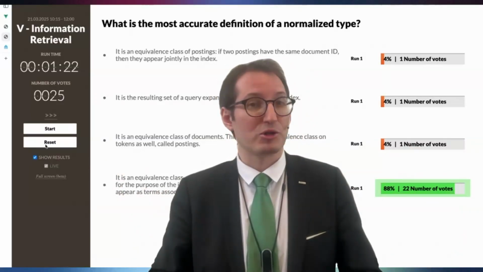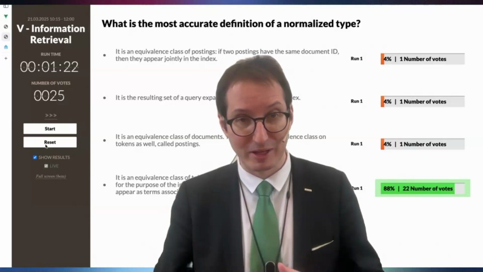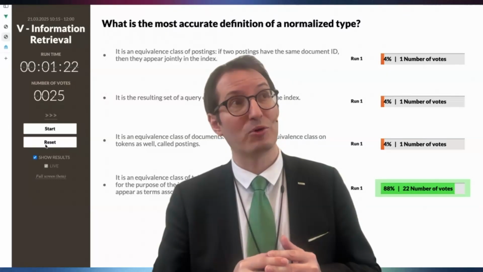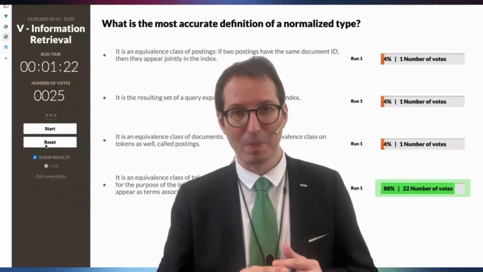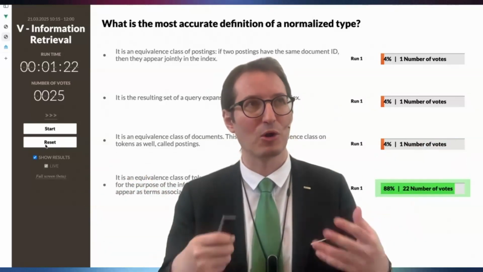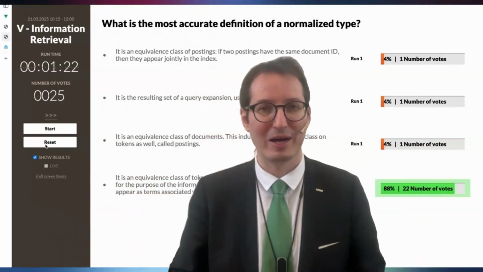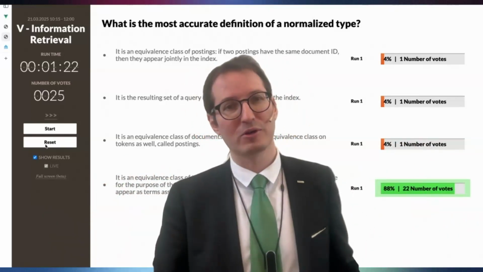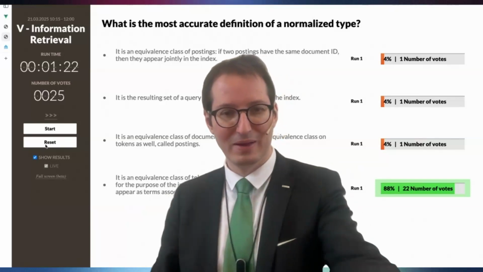The others are just made up. Equivalence class of postings, that's not meant to make any sense. The query expansion, remember that it is asymmetric. These are not equivalence classes at all. So we cannot even talk about any normalized type, because normalized type basically supposes there is an equivalence class and you have a normalized representation of that class. And it is also not an equivalence class of documents.